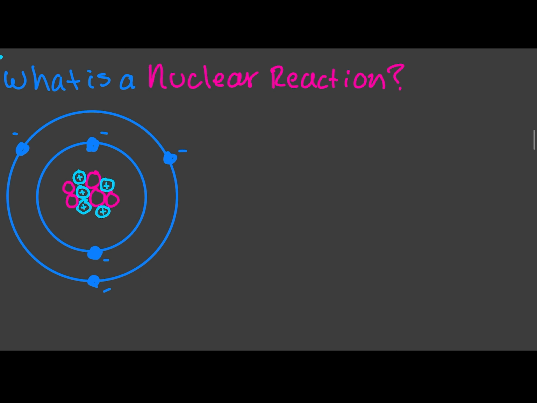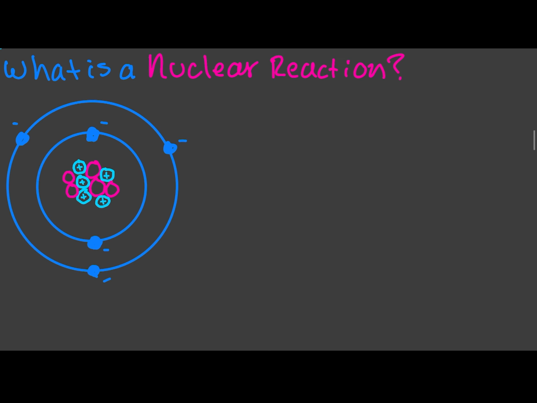So before we can talk about nuclear decay, first of all, what is a nuclear reaction? This model right here should look very familiar. This is the Bohr model of an atom. Here we have electrons in these orbitals, which are just representational orbitals, not actual SPDF orbitals. And we also have neutrons and these little plus particles, protons.